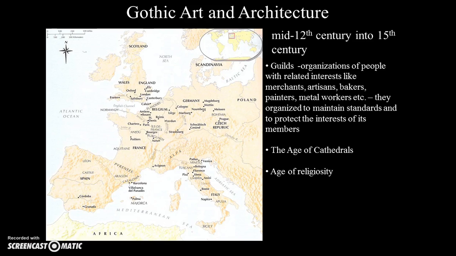The production and sale of goods were controlled by guilds. This included art. Guilds are organizations of people with related interests like merchants, artisans, bakers, painters, metalworkers, and things like that. They organized to maintain standards and to protect the interests of their members. They formed these associations to advance their professional interests. So they're kind of like a union.